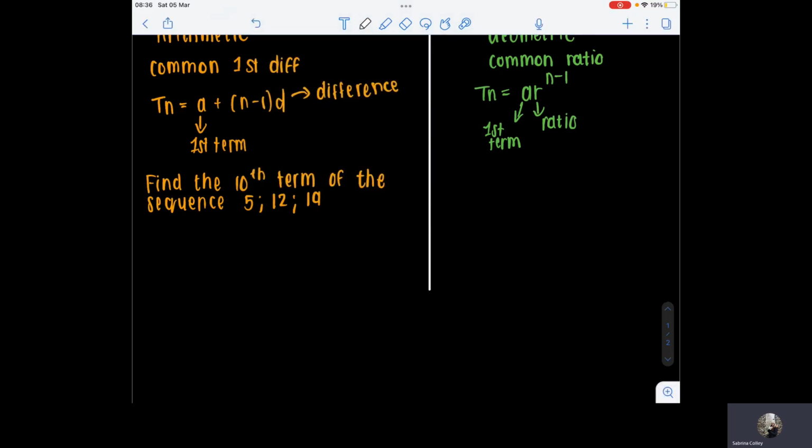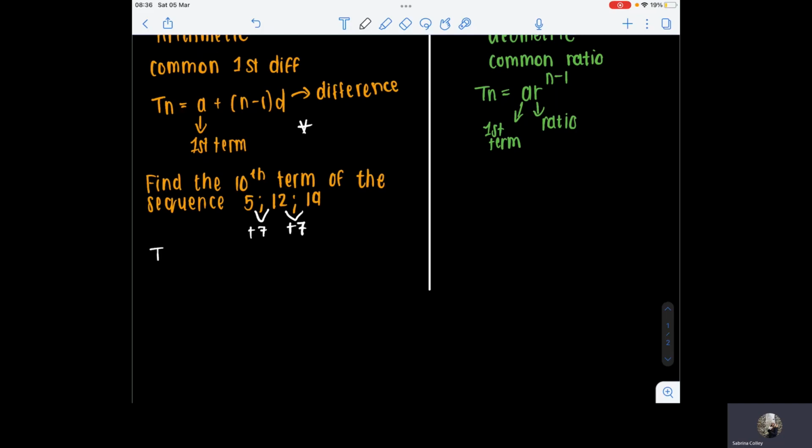It's very easy to see that we've added 7 every time. That's what I mean by constant first difference. I'm adding something constant every single time. So immediately we know it's arithmetic, and your mind needs to go to that formula. They say find the 10th term, and to be able to find the 10th term, we need the formula.